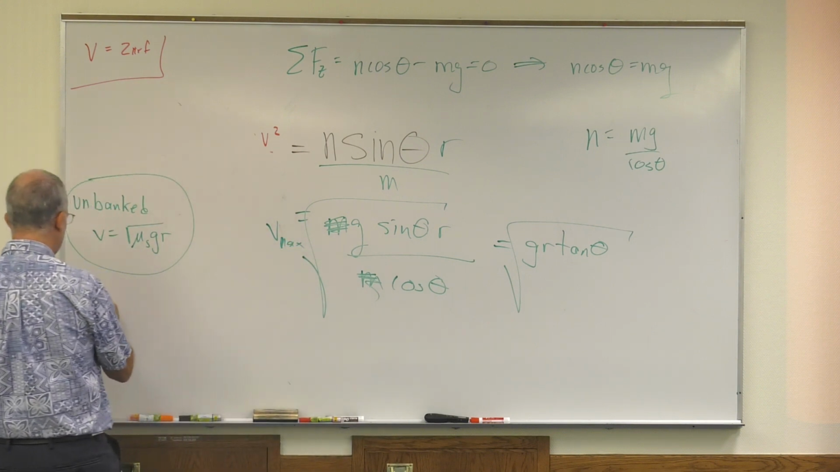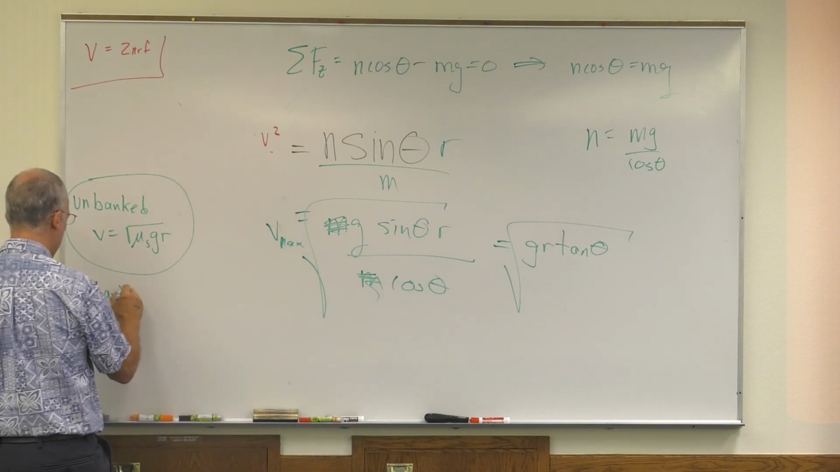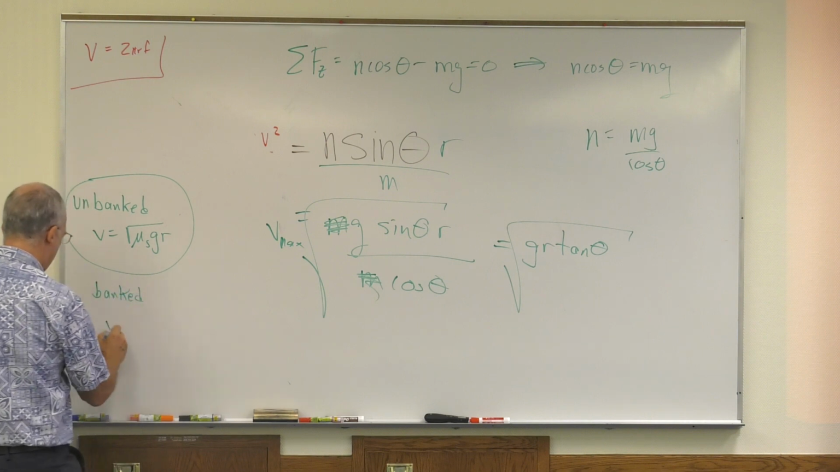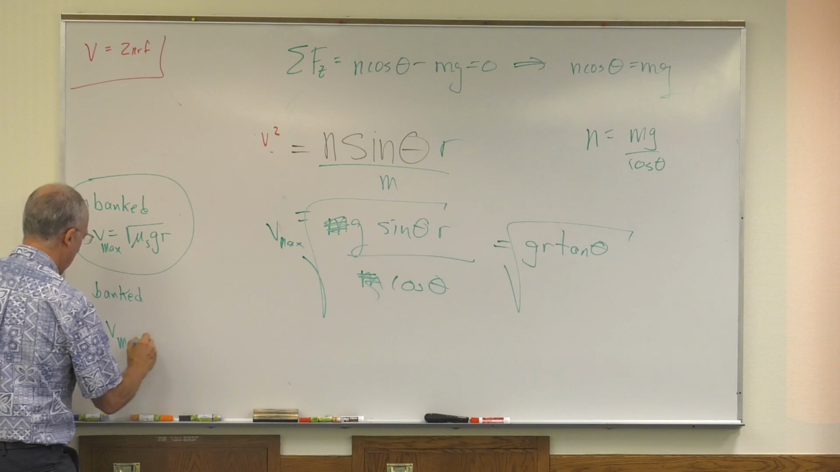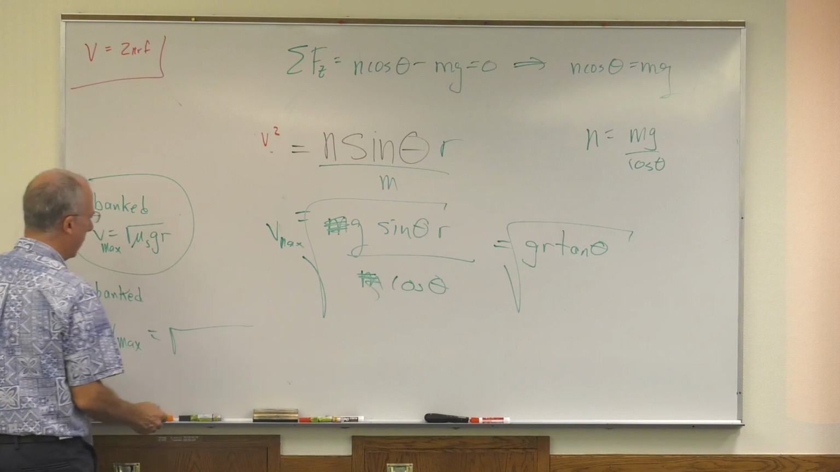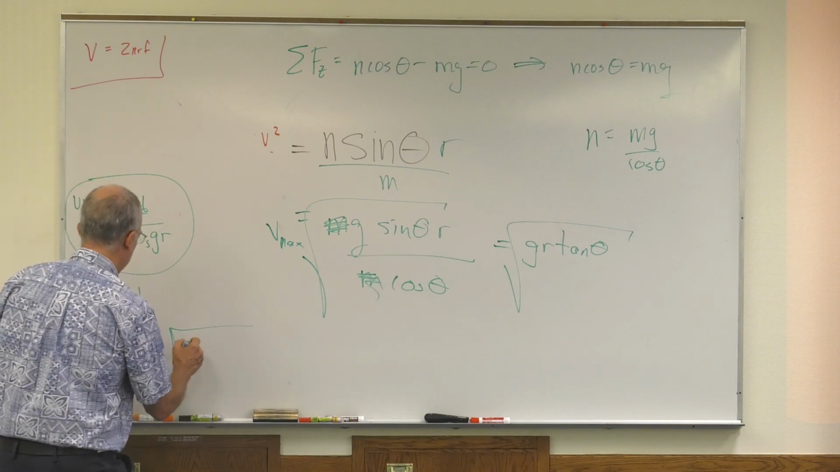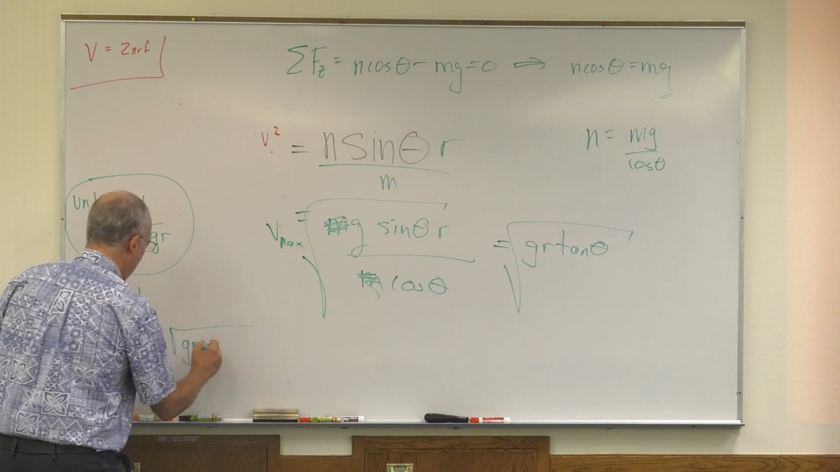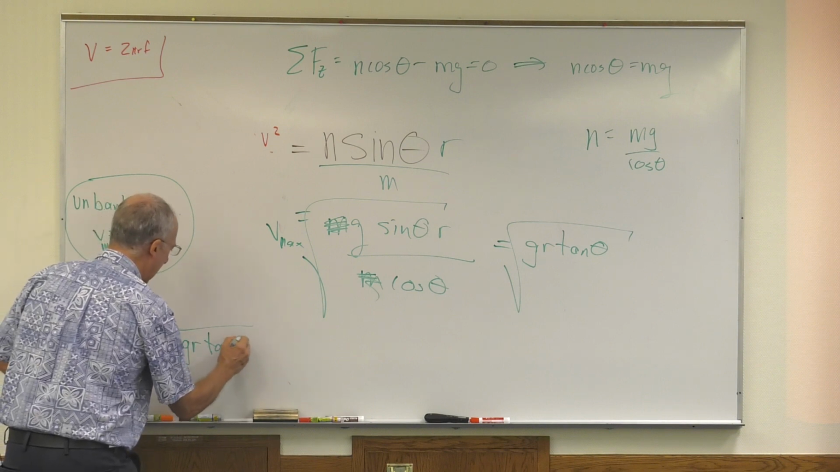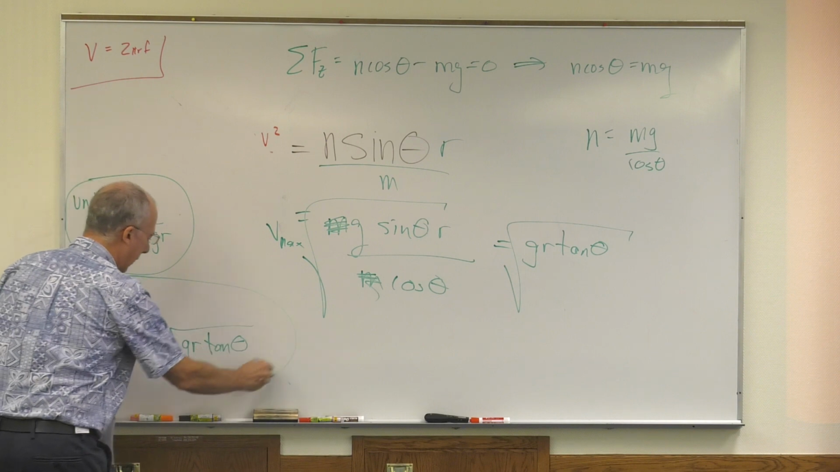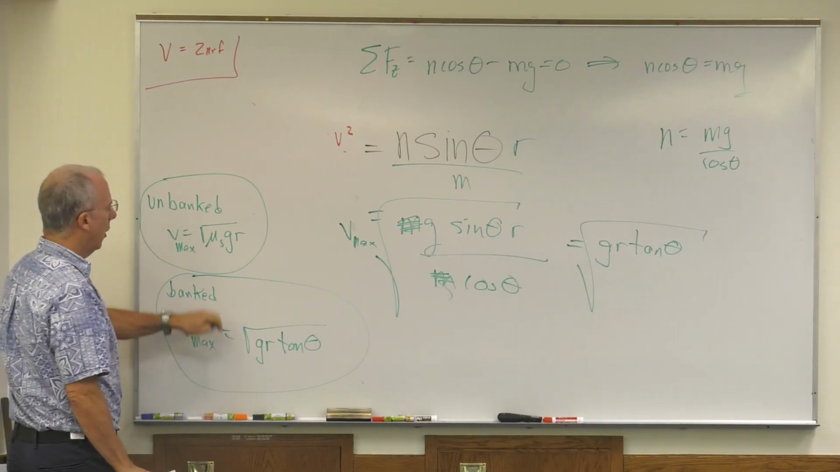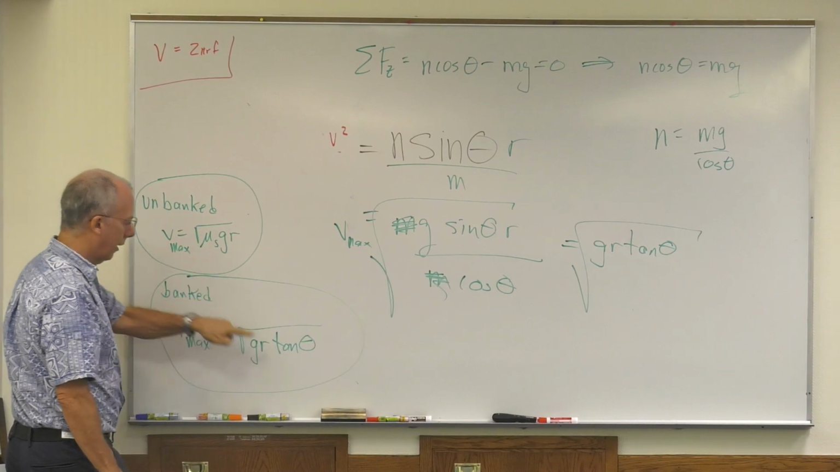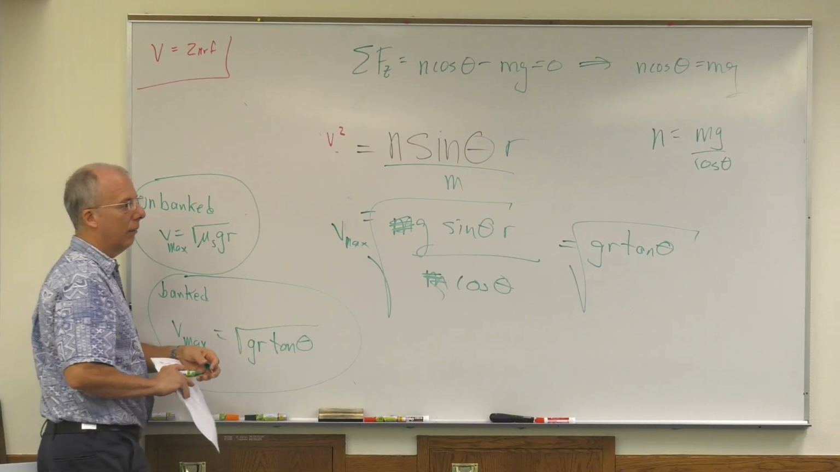So for banked, we have v max equals the square root of g r times the tangent of theta. So you look at this equation for the unbanked, you look at this equation for the banked, what takes place of the friction? The angle, right? The tangent of the angle.